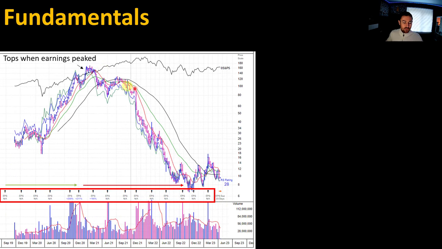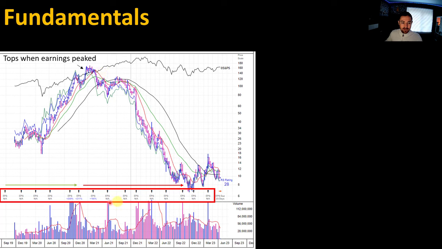This here, I think this one is Peloton. So Peloton builds a stage one base here. It runs up this stage two uptrend. And you can see for a couple of quarters, the company is profitable. You can see 259%, 211%, 190% the earnings per share. But the company then tops out here whilst it's reporting these very good earnings coming through on a quarterly basis.